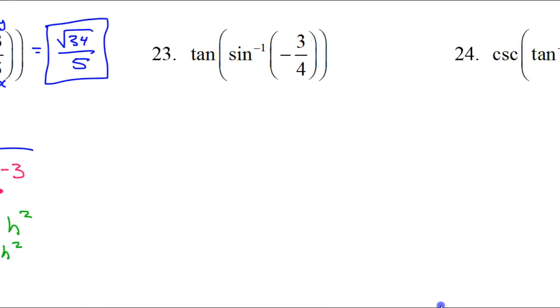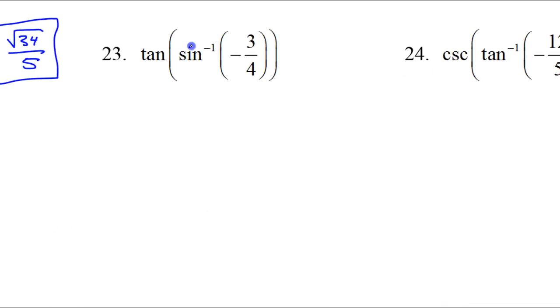All right, let's move on to number 23. Inverse sine of negative 3/4. Well, this is just an angle. It's the angle whose sine is negative 3/4. I don't know what that angle is, but I can draw it.